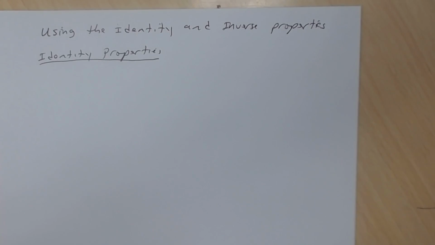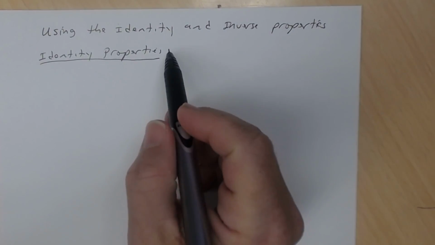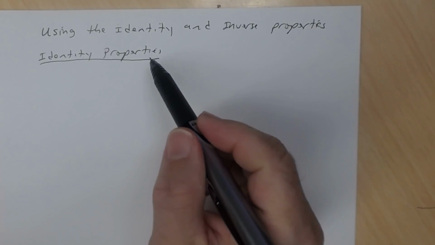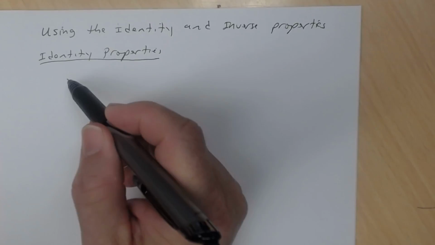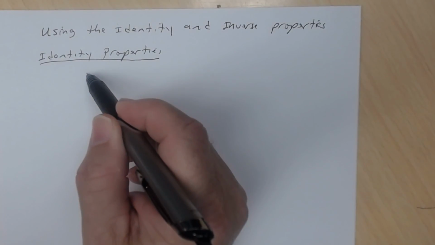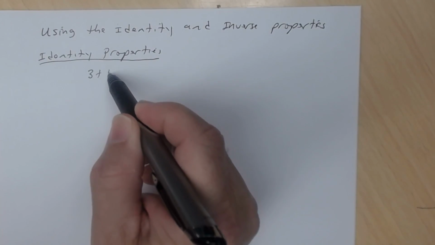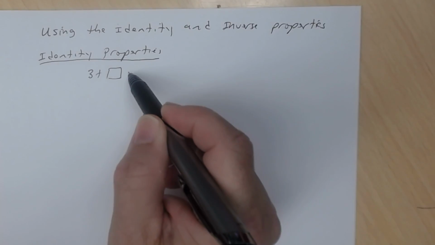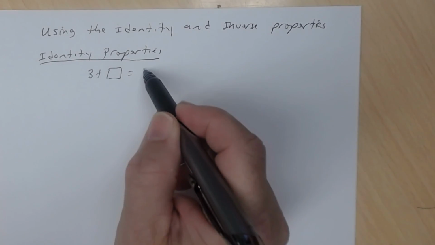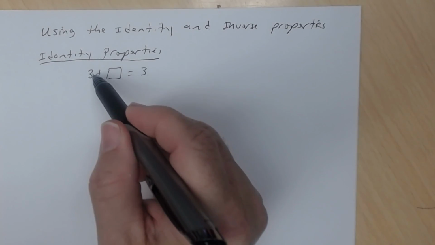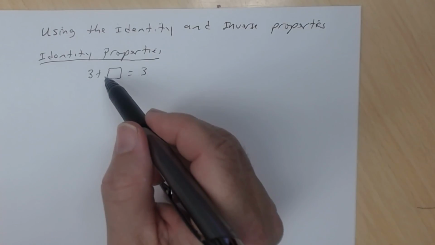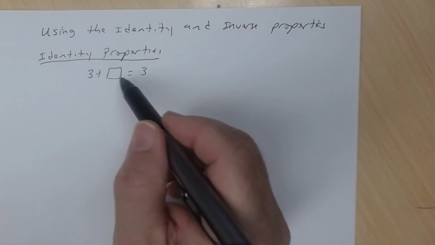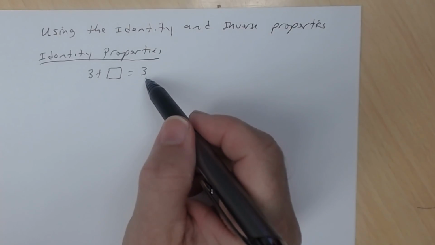Okay, so in this lesson we're going to talk about the identity and inverse properties. Let's start with the identity properties first. Let's consider this statement. If I have 3 plus some box equals, and I want 3 back. So if I start with 3 and I want to end up with 3, then what number could I add to 3 and get 3 back?